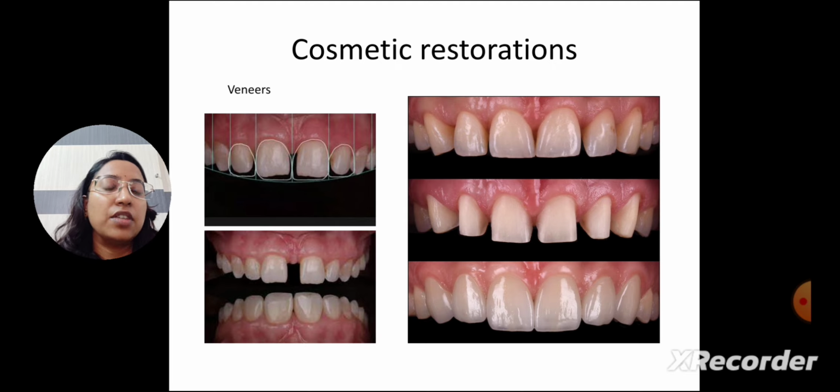So in this case, again we see there's a midline diastema and the lateral incisors are also small. So veneers were given for the anterior six teeth to establish correct golden proportion. Along with this smile designing, the spaces are also closed here.